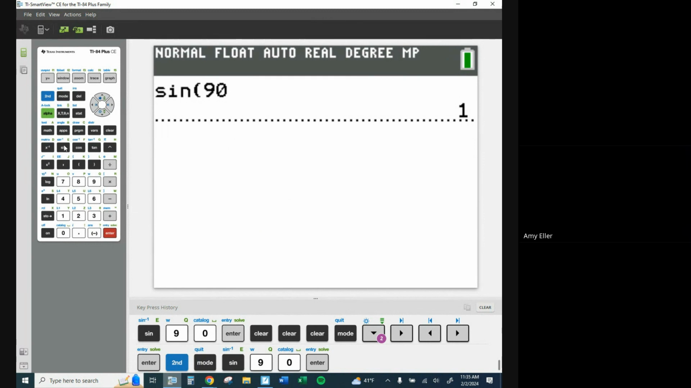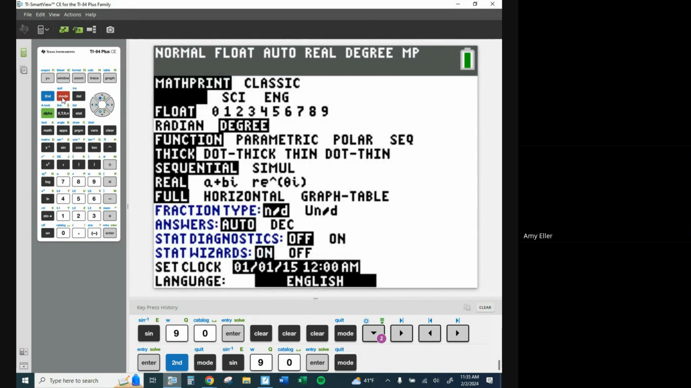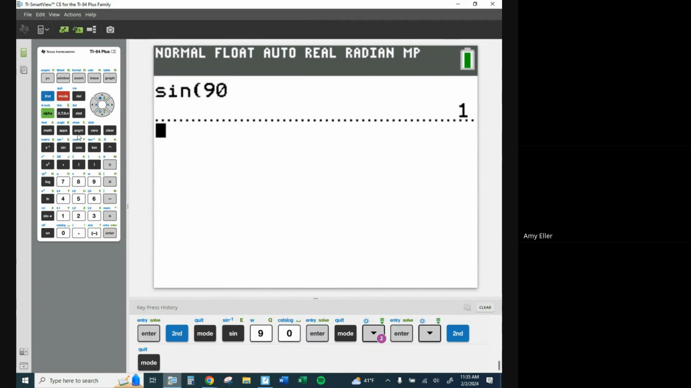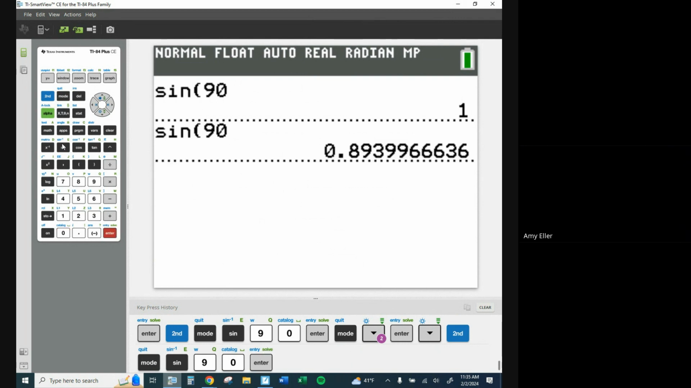Now go back to mode. Put it in what we call radians. We are not going to be doing radians, but I want to show you what happens. Let me hit second, quit. Hit sine 90. Hit enter. Do you get the same thing? No. Now, those are pretty close.